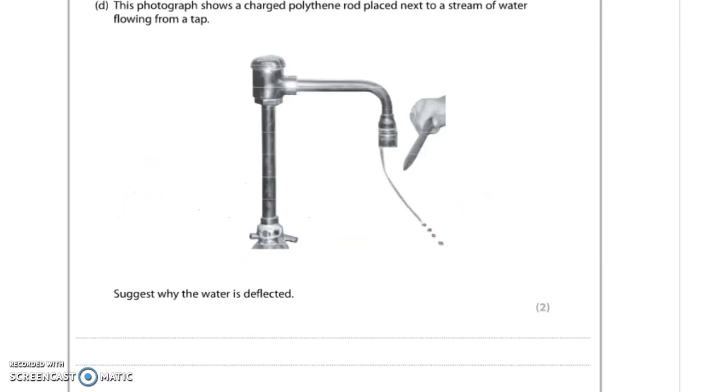Okay, very similar idea here. There must be attraction between these two things here. So let's say, for example, that the polythene rod is negatively charged. Then that must mean that the water has got a net positive charge, which is being attracted towards the negative rod.